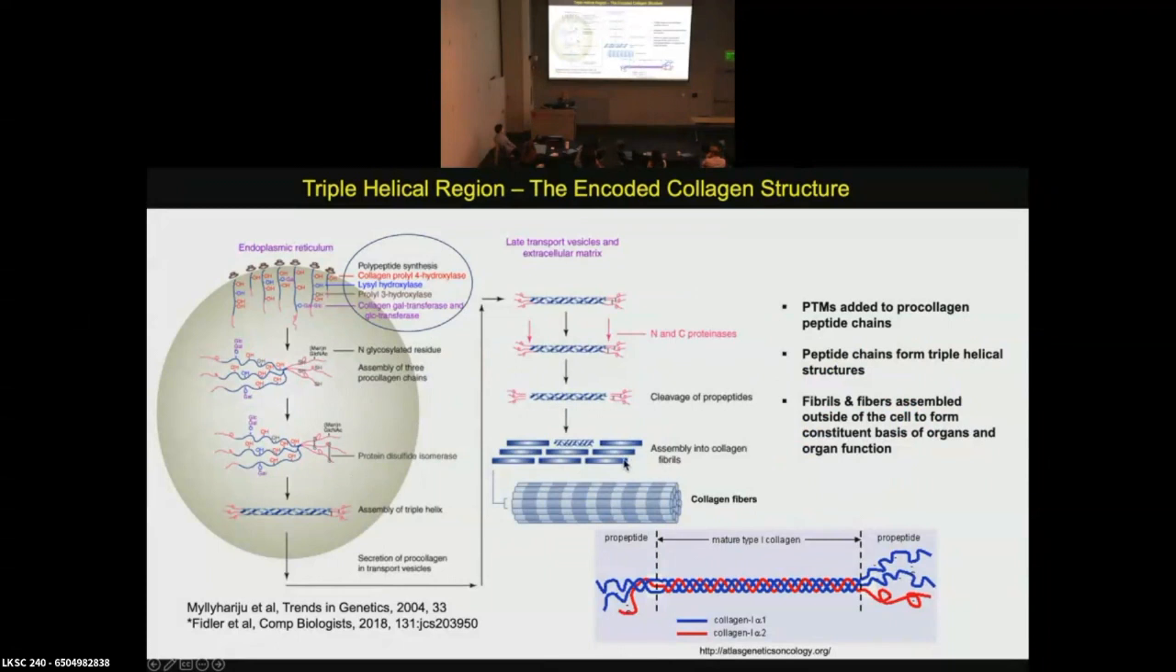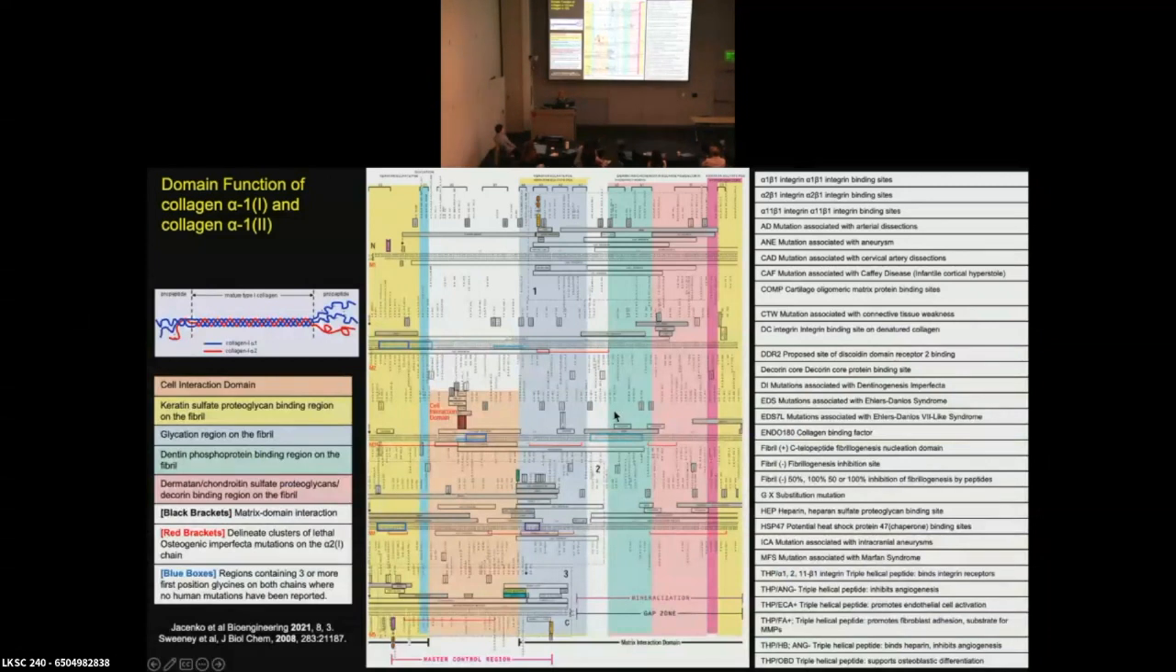Outside of the cell is where they are assembled into collagen fibrils, which give the entire composition of the tissue. Now packed within this triple helical structure are encoded these different domains that cause different biologies to happen. If we unravel one of those structures, we will see these different domains that interact, that cause angiogenesis, that bind to endocrine receptors, that change the organization and composition of the tissue.